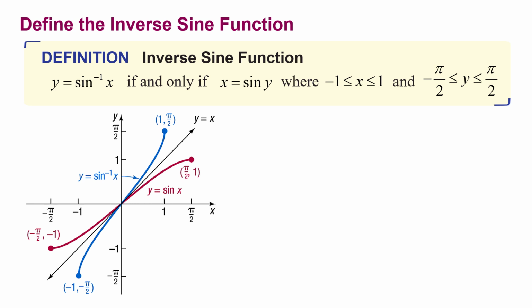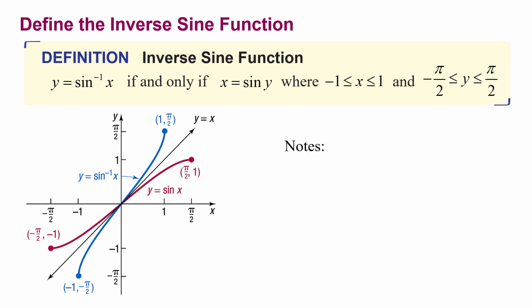And we can take the restricted version of the graph of y equals sine x and reflect it over the line y equals x to obtain the graph of the inverse sine function. On the image here, in red, we have graphed y equals sine x over the domain negative pi over 2 to pi over 2 inclusive. We have also, on the same coordinate grid in blue, the graph of y equals inverse sine of x over the domain negative 1 to 1 inclusive.